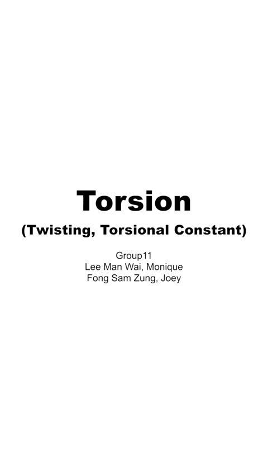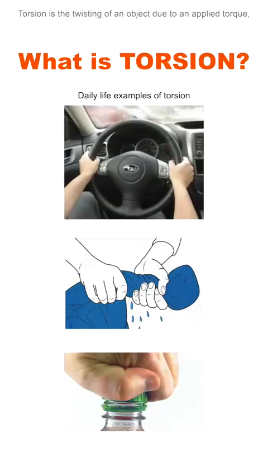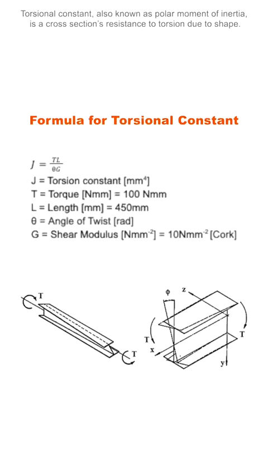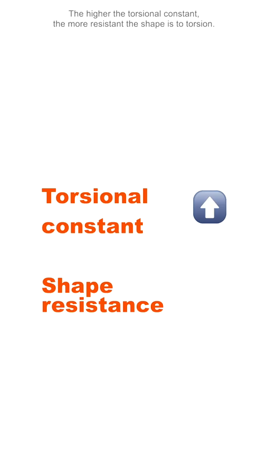Hi, we are Monique and Joey from Group 11, and we are working on torsional constant and twisting. Torsion is the twisting of an object due to an applied torque, also known as torsional force. Torsional constant, also known as polar moment of inertia, is a cross-section's resistance to torsion due to shape. The higher the torsional constant, the more resistant the shape is to torsion.